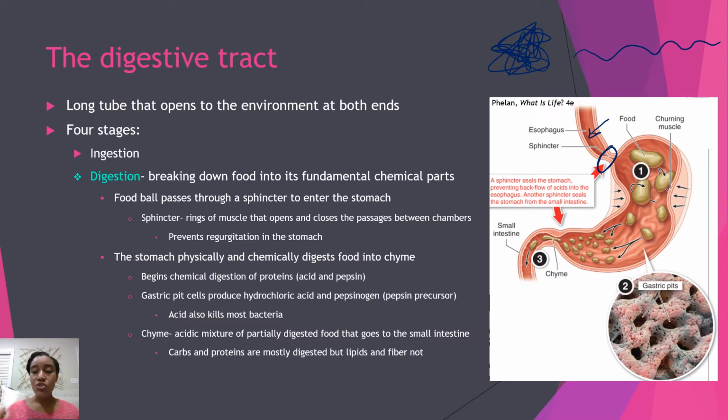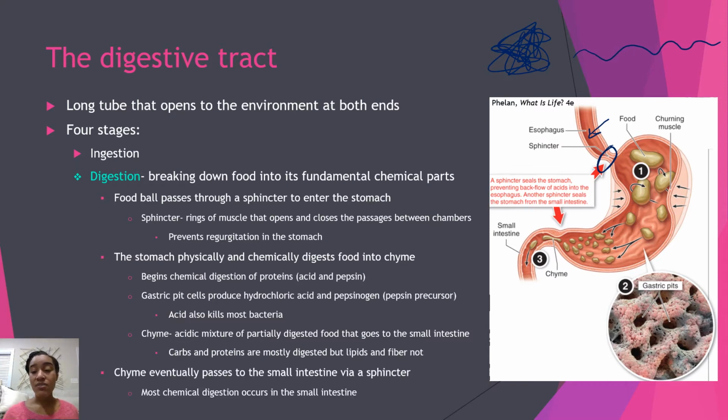And so eventually all the food will no longer be recognizable. It'll turn into this milky white liquid called chyme. And chyme is an acidic mixture of partially digested food that then gets sent to the small intestine. And so it's primarily composed of carbs and proteins that have been mostly digested, if not fully digested, and then the lipids and fibers that have not been digested at all. Lipids begin digestion in the next portion, in the small intestine, whereas fiber will not be digested, it'll just continue throughout the rest of your body.